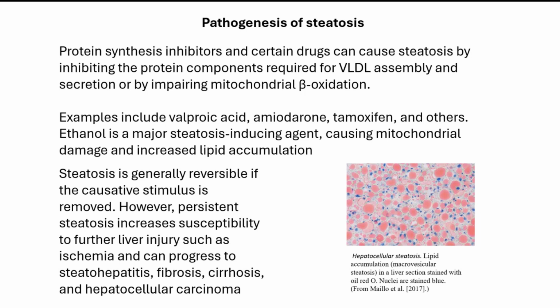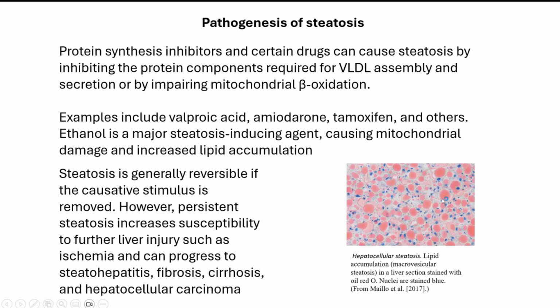Steatosis is generally reversible if the causative stimulus is removed. However, persistent steatosis increases susceptibility to further liver injury, such as ischemia, and can progress to steatohepatitis, fibrosis, cirrhosis, and hepatocellular carcinoma. In this image, you can see lipid accumulation.